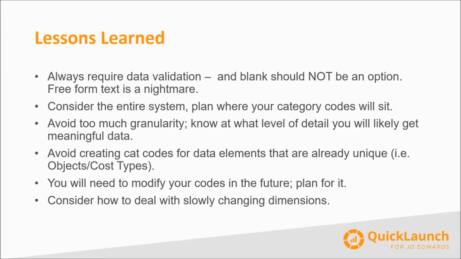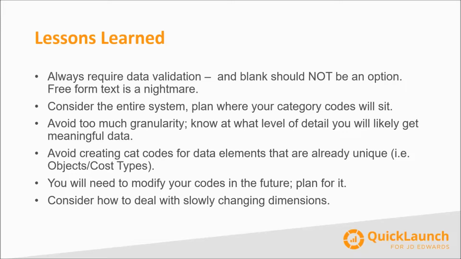When you're building a cat code, think about the whole system. Plan where you're going to have your categories on the account master, maybe on the business unit master, on the equipment master, how they will relate to each other, because they should. There's plenty of times when you're going to want to have analysis that crosses modules, and you're going to need to have thought your category codes through so they work together.